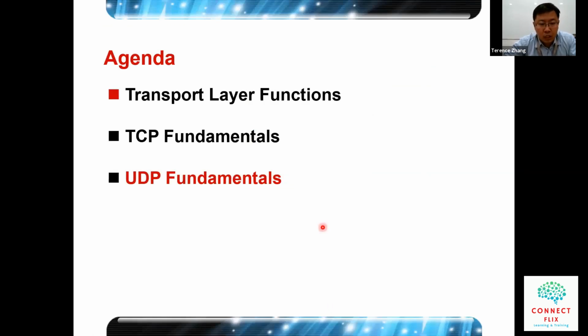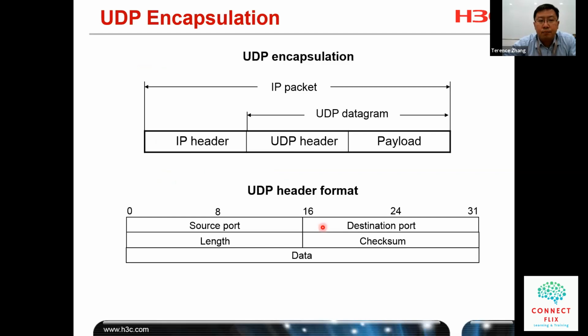Finally, UDP. We compare UDP with TCP. The position of the header is the same, also a layer 4 header, but you can see the header format is pretty simple, right? Source port, destination port, length, checksum, and data. There are no flags. There's no window size.